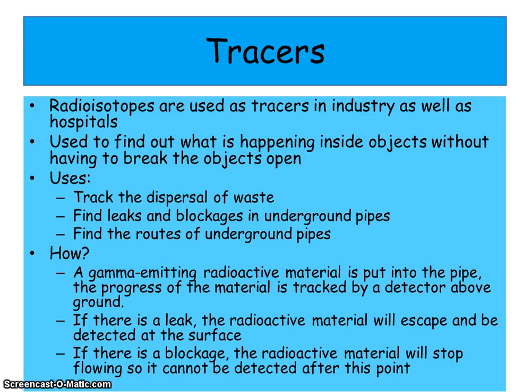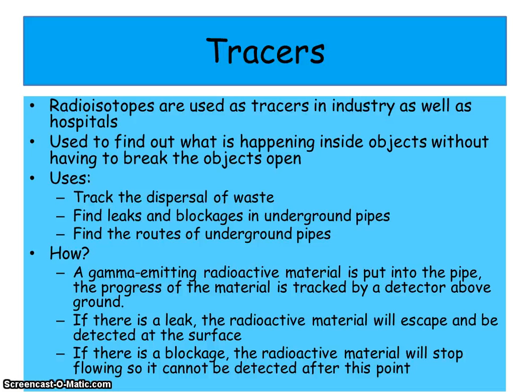So what uses can we use radiation for? Well, first of all, you may remember we talked about the use of alpha radiation, which is used in smoke alarms. So when the smoke enters the alarm, it stops the alpha particles ionising the air. This leads to the drop in current and then the alarm sounds.